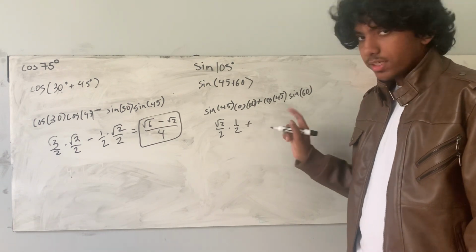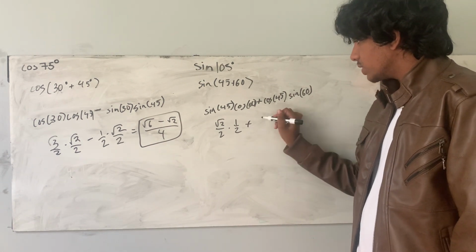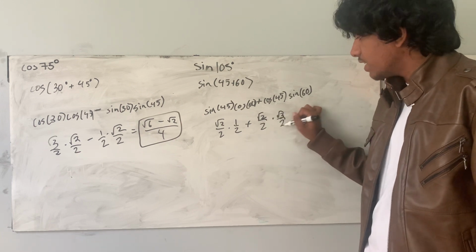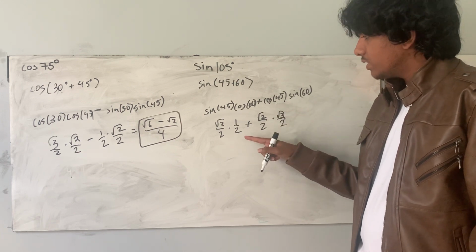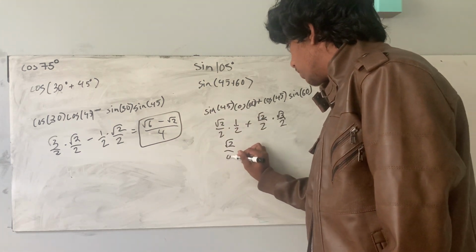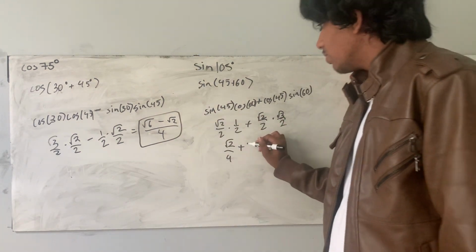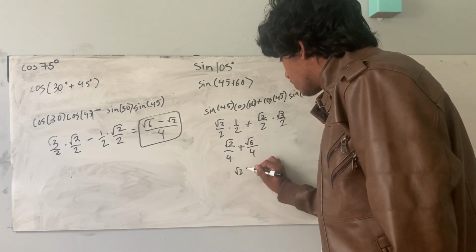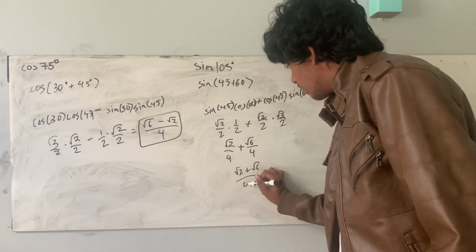Okay? Plus cosine of 45 is square root of 2 over 2 times square root of 3 over 2. That's sine of 60. This is going to be, we already got that actually over there. So it's going to be the square root of 2 over 4 plus square root of 6 over 4. And now we can add them together: square root of 2 plus the square root of 6 over 4.